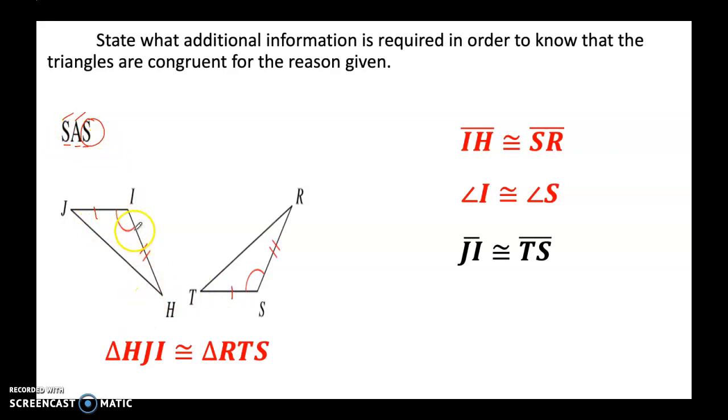So to make the given angle included, we have segment JI congruent to segment TS to prove that triangle HJI is congruent to triangle RTS using the SAS postulate.